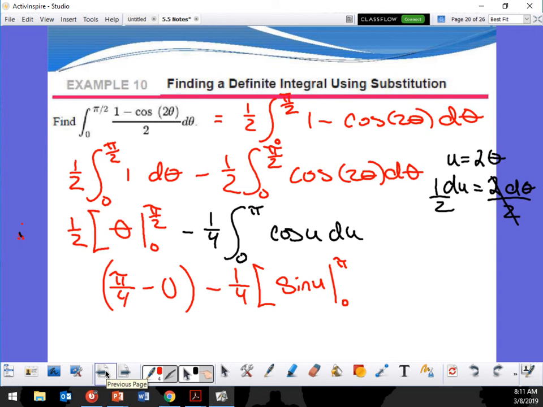All right, so now this is going to be 0, 0. So this is my answer. It just comes out to be pi over 4.